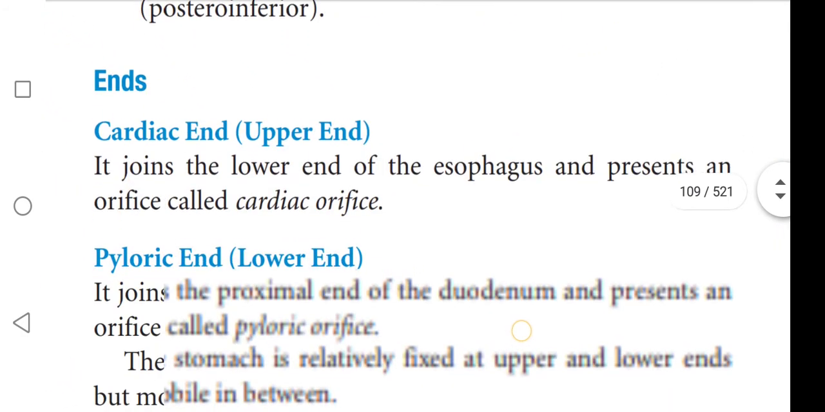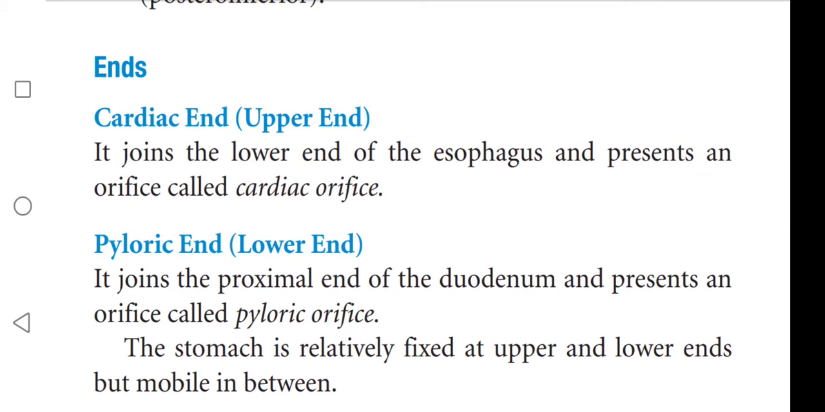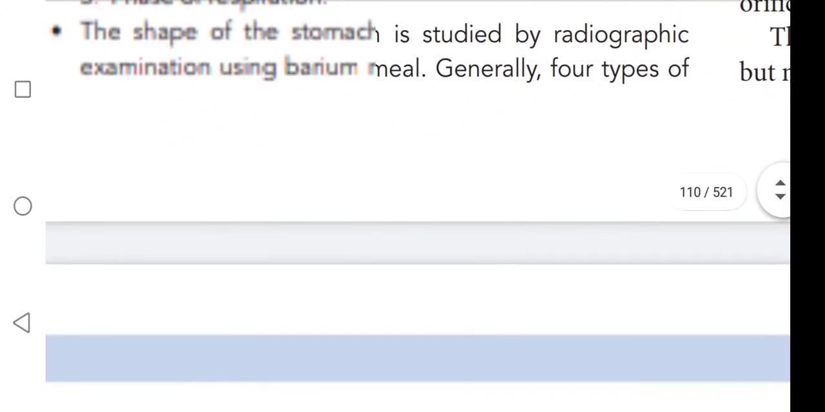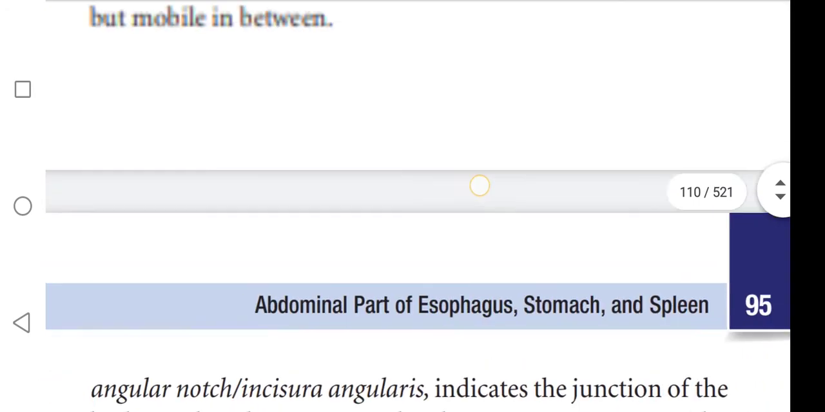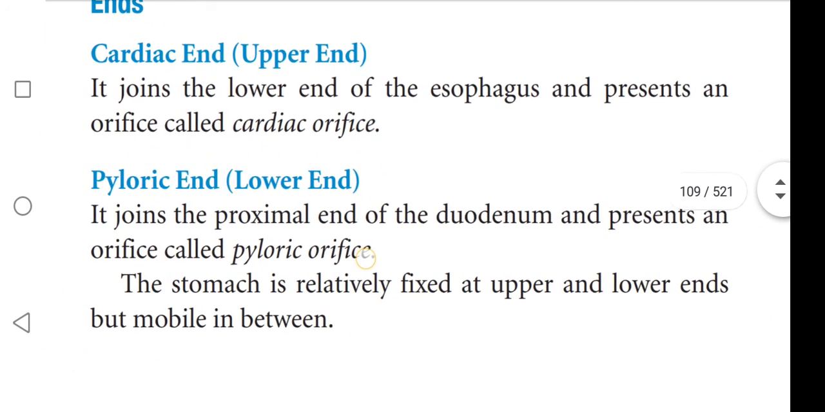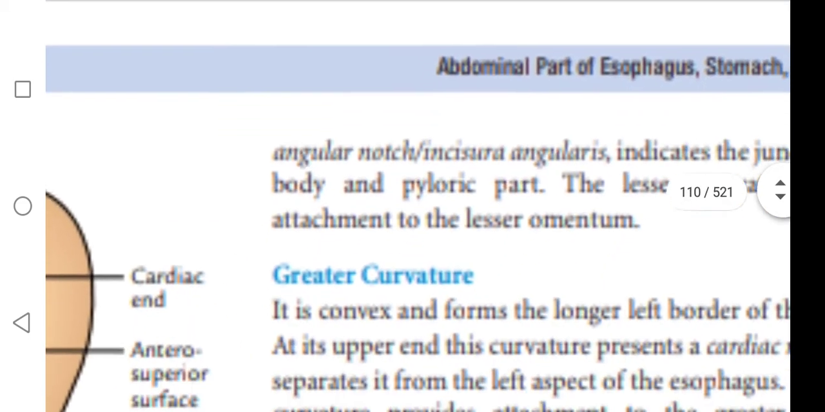First, ends. Cardiac end, upper end. It joins the upper end of the esophagus and presents an orifice called the cardiac orifice. Next, pyloric end or lower end. It joins the proximal end of the duodenum and presents an orifice called the pyloric orifice. The stomach is relatively fixed at upper and lower ends but mobile in between.